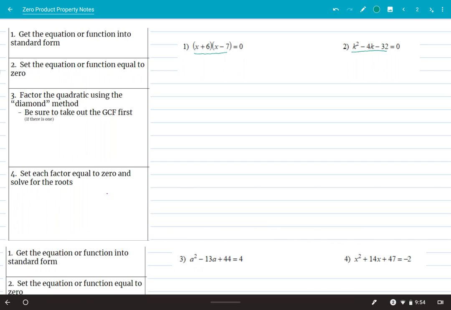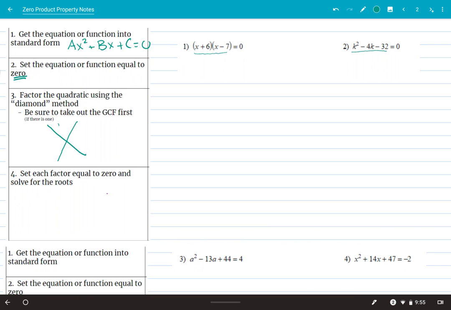And I have the instructions written every single time we're doing these. So the first thing is to get it into standard form. So we want to make sure that it equals 0. Always equals 0, okay? And we always want the equation in standard form. So ax squared plus bx plus c equals 0. Set it equal to 0. It's redundant, but there.